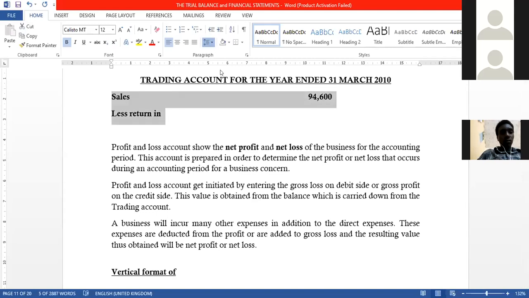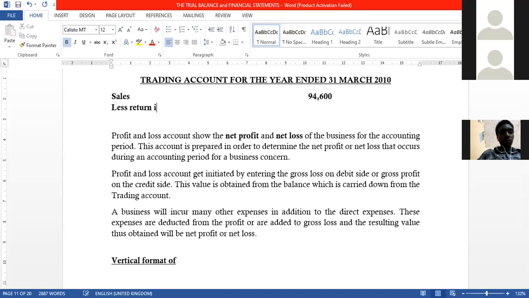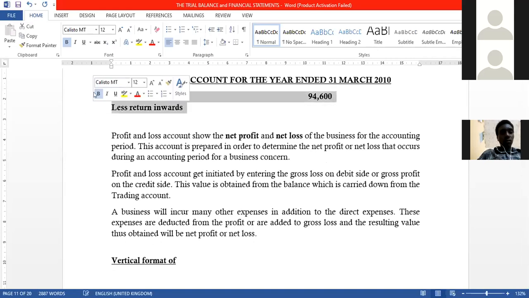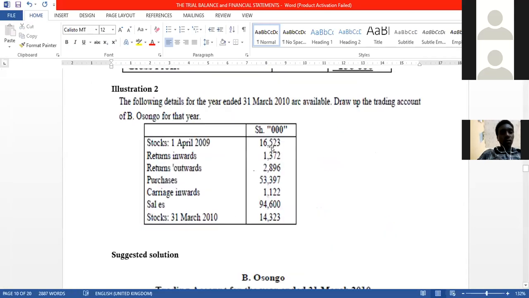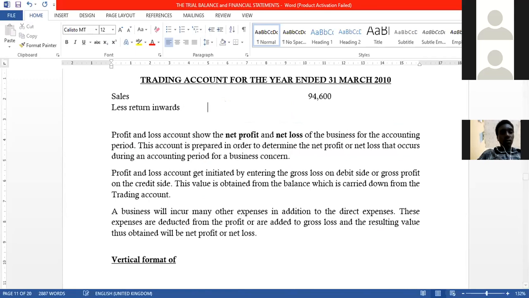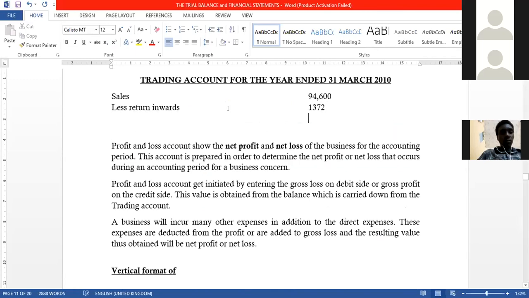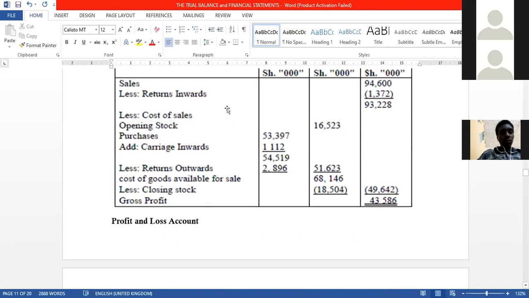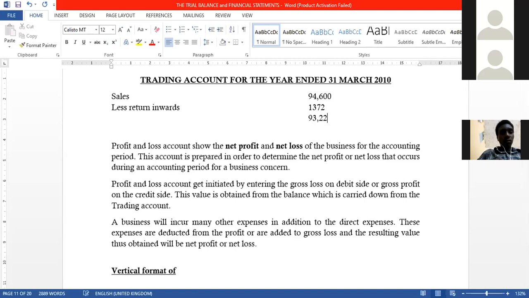We need to sort out something there. Let's do return inwards. What was the amount of return in? 1372. Can we confirm that? So less return in, 1372. So what do we get? Is the difference 93,228? Can you confirm that? Someone can confirm that for us? 94,600. So the one who was telling us that the answer is correct, why did you get that? 93,228. These things are easy, right?